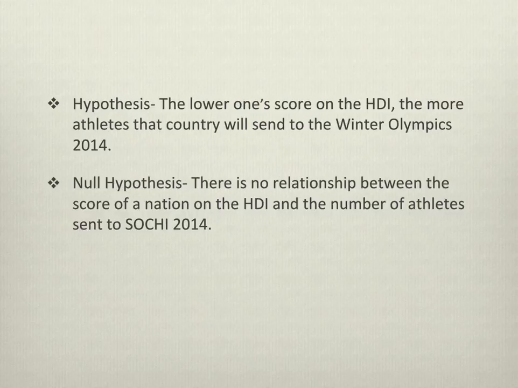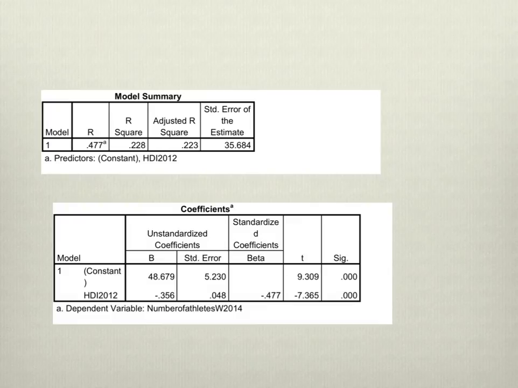To some degree, I think this is a better measure because there's a limited number of medals that can be won, but a fairly large number of athletes can attend. When I look at my results, I see it's highly statistically significant. I have an r of 0.477 and an r squared of 0.228. 22%, almost 23% of the variation in how many athletes are sent to the Winter Olympics by nation is explained by that nation's score on the Human Development Index.